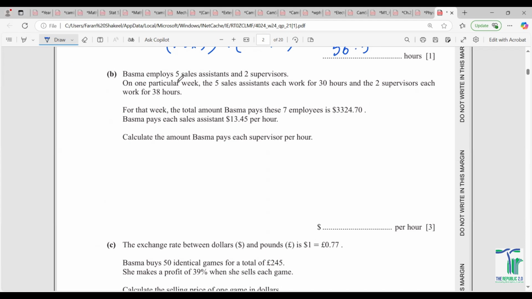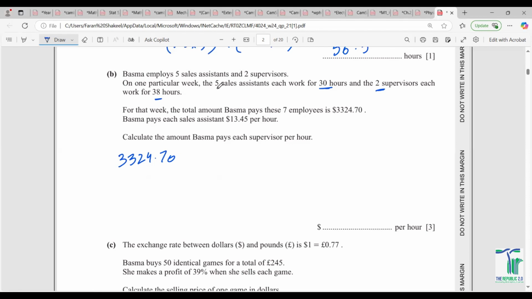Okay. Now you've got the B part of the same question that Bisma employs 5 sales assistants and 2 supervisors. On one particular week, the 5 sales assistants each work for 30 hours and 2 supervisors each work for 38 hours. For that, the total amount Bisma pays these 7 employees is 3324.70. यानी total amount जो वो pay कर रही हैं that is 3324.70, right?